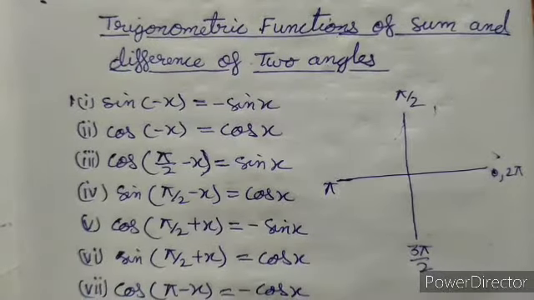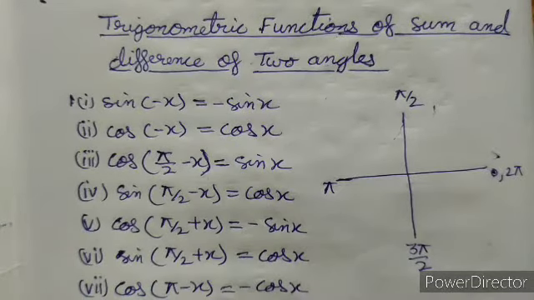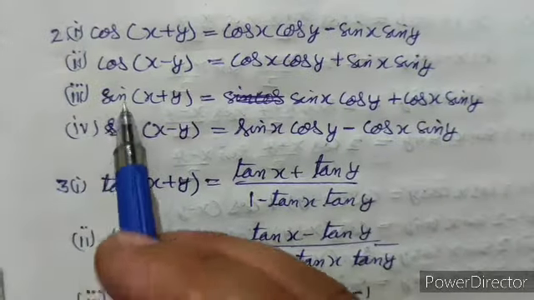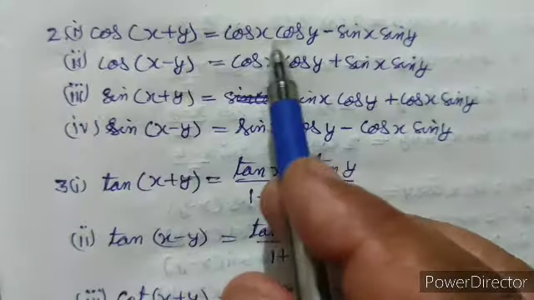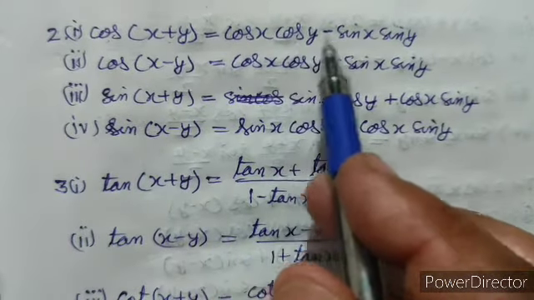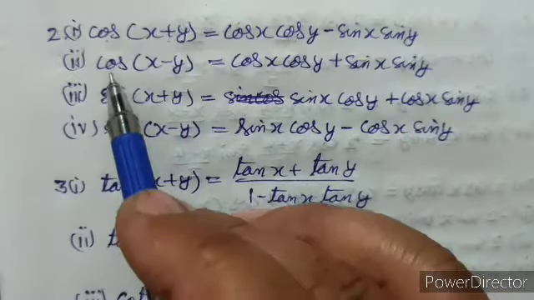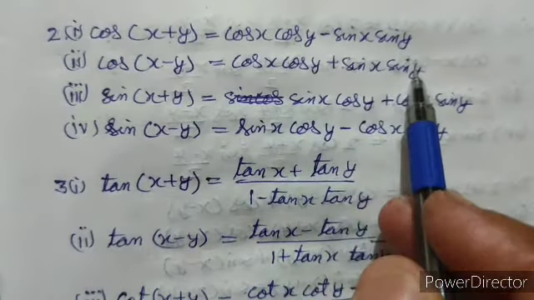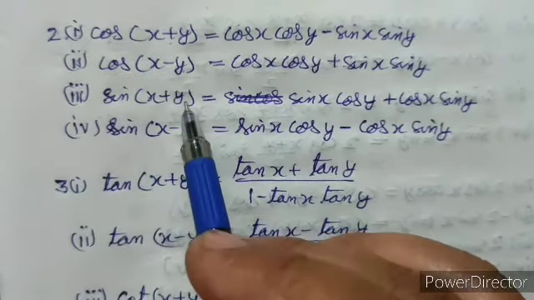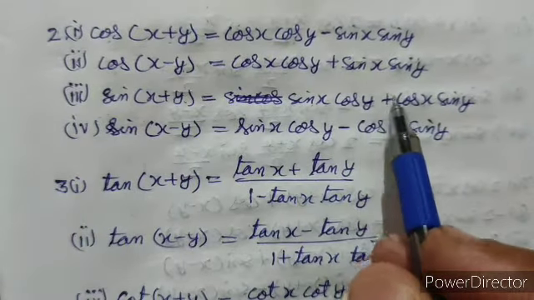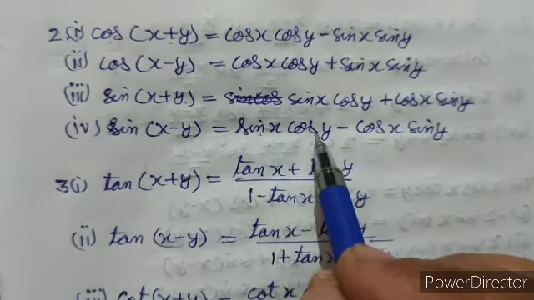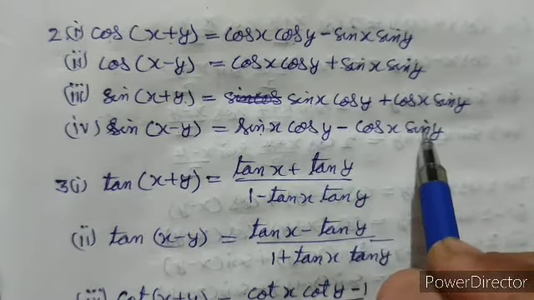Now there are other trigonometric identities which we must keep in mind before solving the exercise 3.3. Here are a few of them. Cos x plus y is equal to cos x cos y minus sin x sin y. Cos x minus y is equal to cos x cos y plus sin x sin y. Sin x plus y is always equal to sin x cos y plus cos x sin y, and sin x minus y is equal to sin x cos y minus cos x sin y.